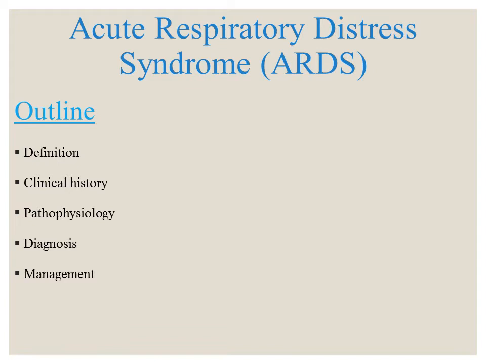This may lead to compromised respiratory function, referred to as acute respiratory distress syndrome or acute lung injury, and histologically the changes that occur in the lungs in acute respiratory distress syndrome are referred to as diffuse alveolar damage. So what we will be discussing under this topic is the outline, the definition, the clinical history, the pathophysiology, and finally the diagnosis and the management.